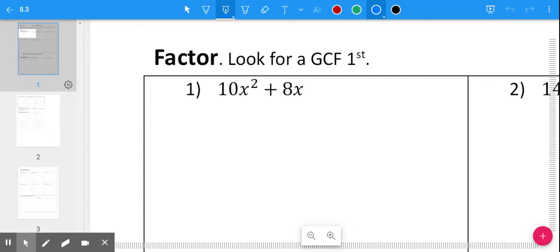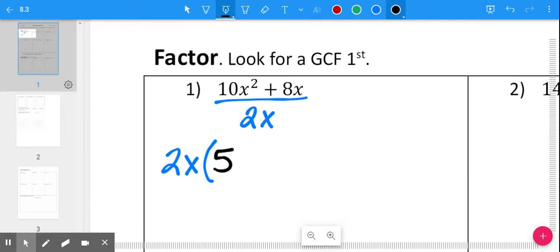I know that 10x squared, 10 is an even number, so a 2 is going to go into 10 and a 2 goes into 8. But they also have an x in common. So I can factor out a 2x. So when I divide 10x squared by 2x, 10 divided by 2 is 5, x squared divided by x is x. And then we have plus 8x divided by 2x. So 8 divided by 2 is 4, x divided by x is 1, and 4 times 1 is 4. So that one is completely factored.